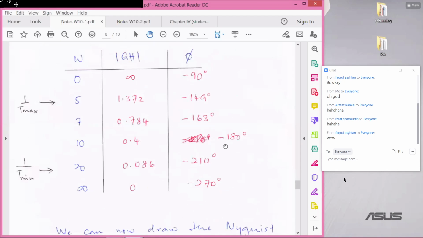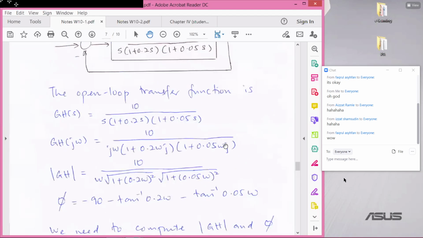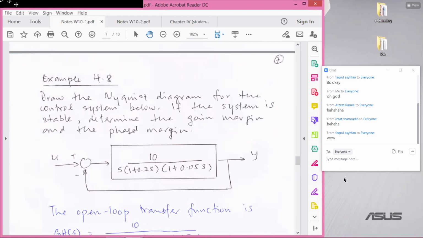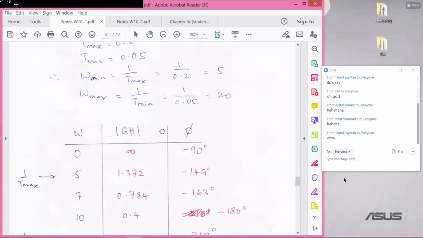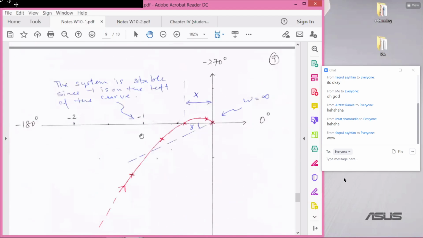And then the question asks whether the system is stable or not. If the system is stable, you want to compute the gain and phase margin. Now, look at point -1. Since our Nyquist diagram crosses to the right of -1, we say that the system is stable. The system is stable since -1 is on the left of the curve, or the curve is on the right of -1, which is the same thing.